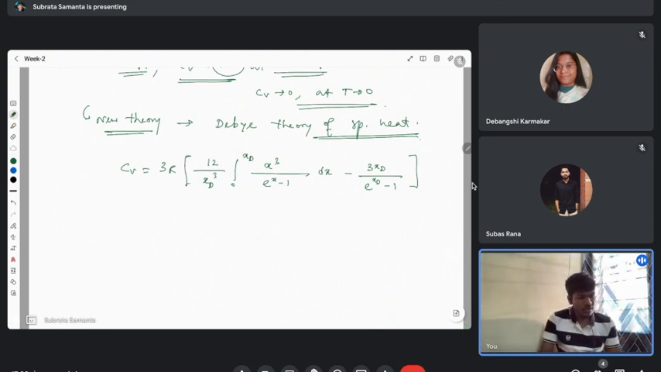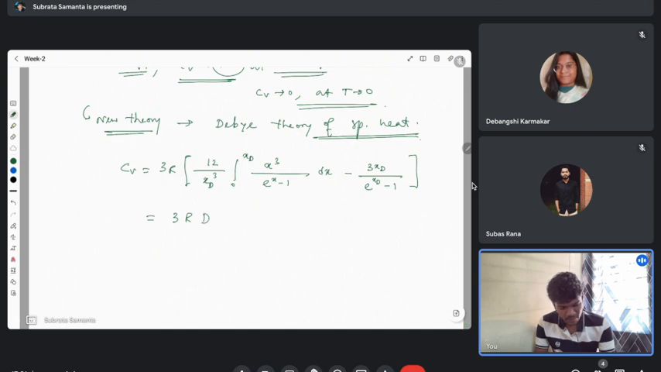Then we define a Debye function. It's 3R times D of x_T. This is the Debye function, so the whole thing is equal to this D.